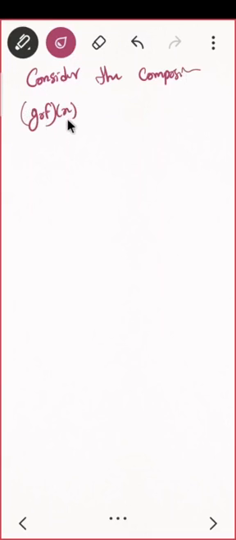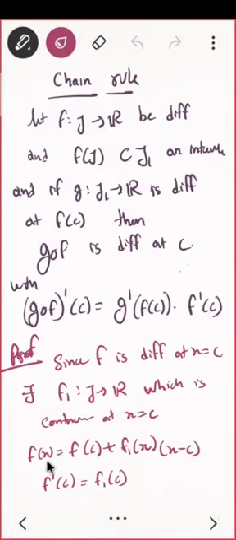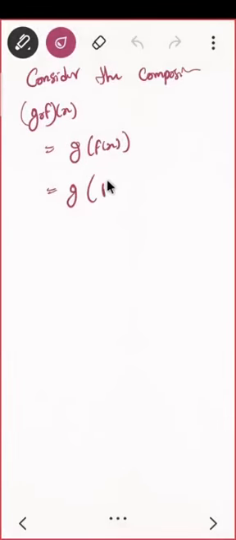Consider the composition. What is the composition? That is g composite f of x. What do you mean by composition? How do you solve this? That is g of f of x, correct? And what is g of f of x? I already have the value of f of x. Do you see where? Here, f of x equals this. So can I substitute it there? That is g of f of x. It is g of f of c plus f1 of x into x minus c.